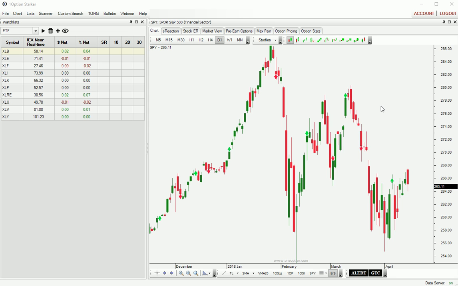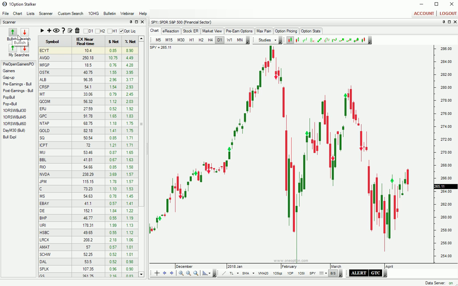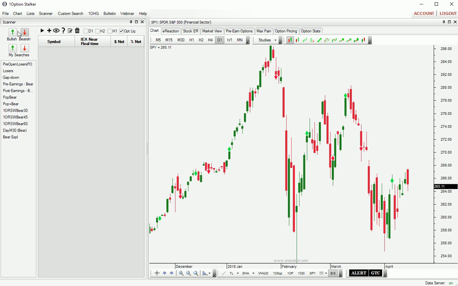In this video, I'm going to show you some of the canned searches in Option Stalker and how to use them. I've got Option Stalker running, and I'm going to go to the upper left corner and click Scanner. You'll see bullish and bearish. So for every bullish search that I describe, know that there is a bearish counterpart. It just matters what side of the market you want to be trading on.